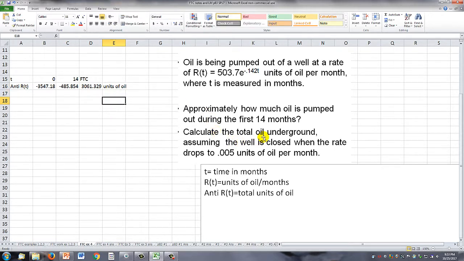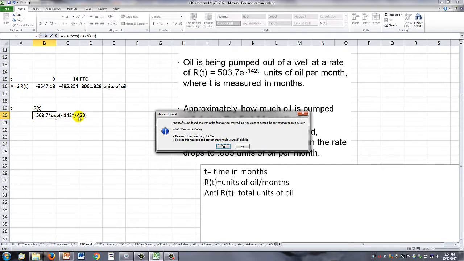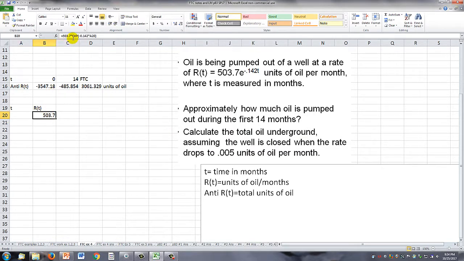Next question, it says calculate the total oil underground, assuming the well is closed when the rate drops to 0.05. So this time they want us to use the rate function, and I'm going to put that in there. That's 503.7 times exp to the negative 0.142 times t. Okay, and so what I want to do is figure out when the rate drops to 0.005 units of oil per month.